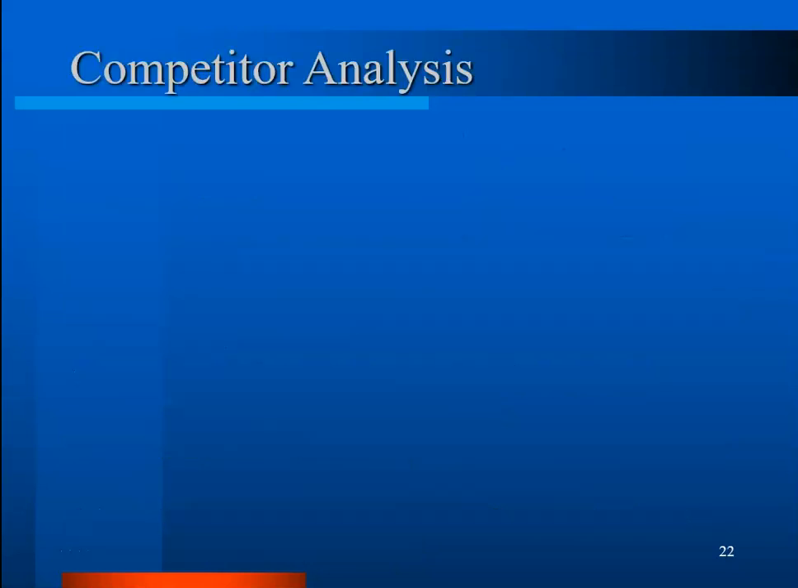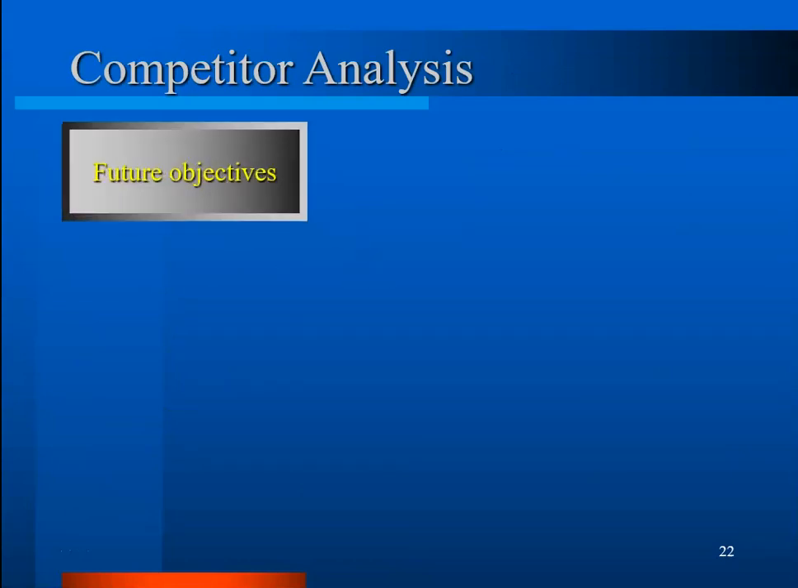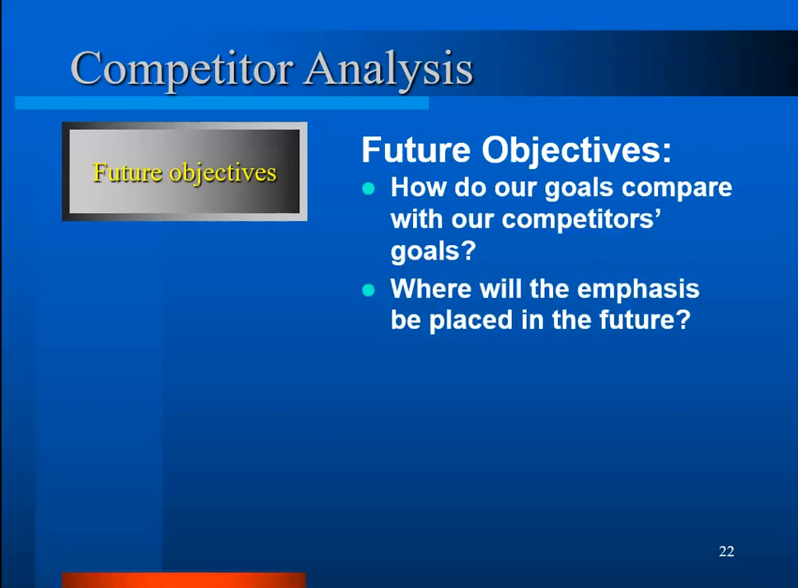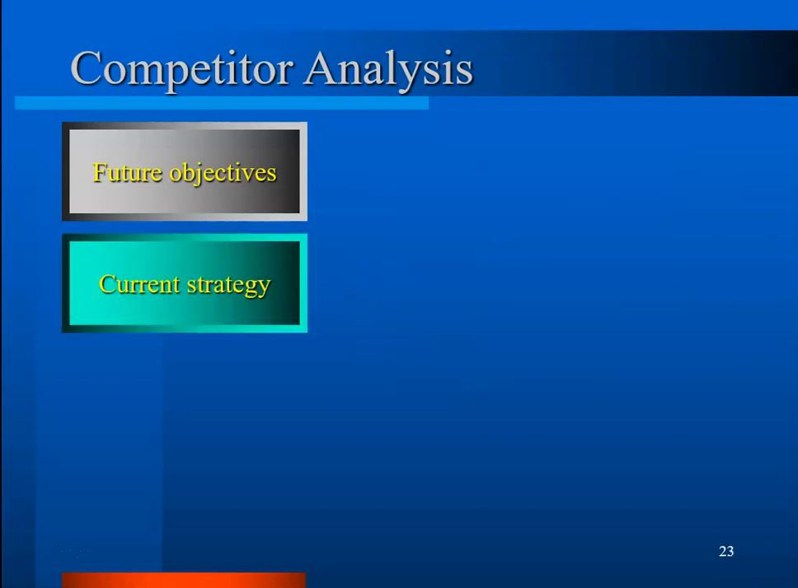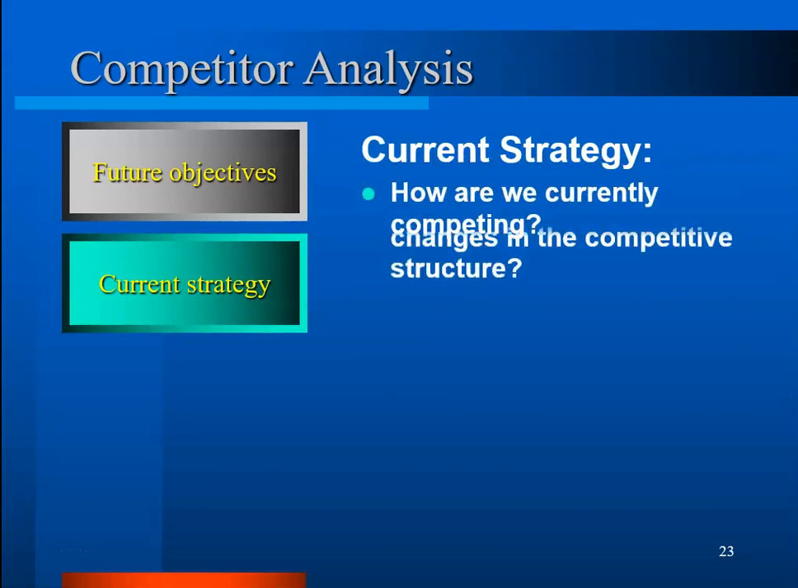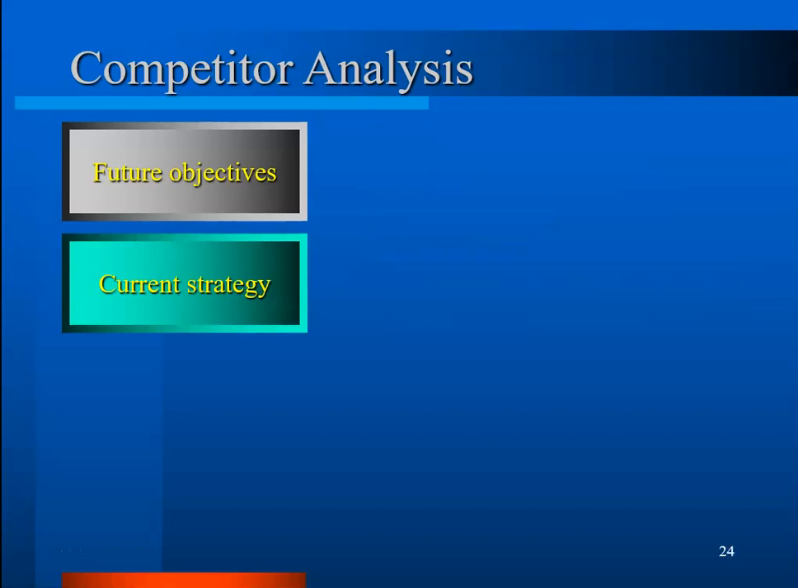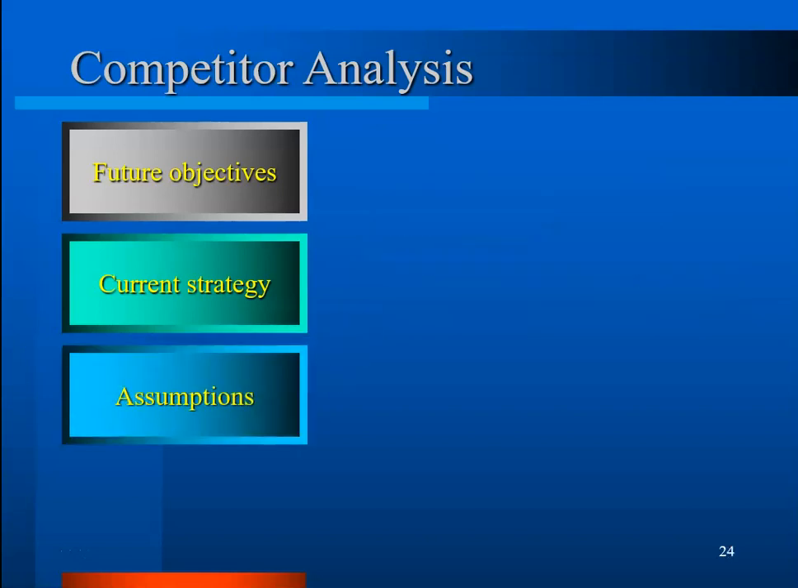So having looked at the competitor environment, the firm will have to do their own competitor analysis. They will have to look at their own future objectives. How do your goals compare with your competitors' goals? Where will the emphasis be placed in the future? And what is the firm's attitude towards risk? The firm will also look at their current strategy. How are we currently competing? Does this strategy support changes in the competitive environment? We need to ask those questions of the firm.